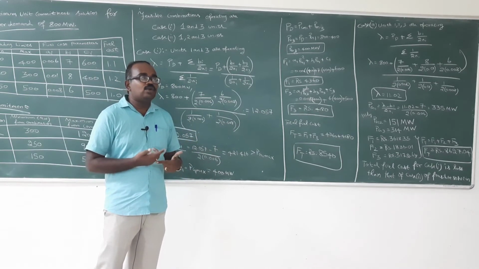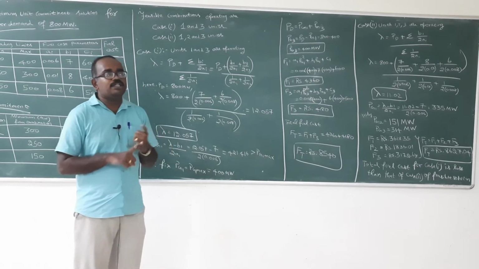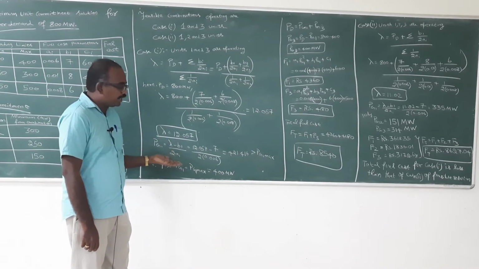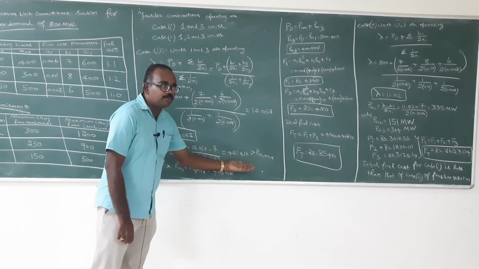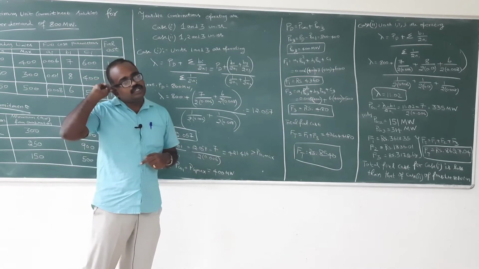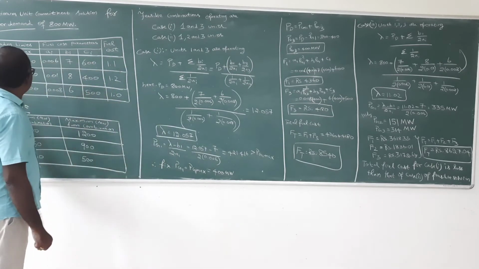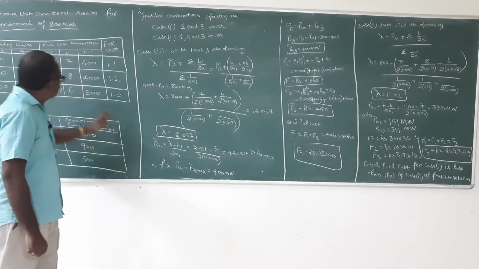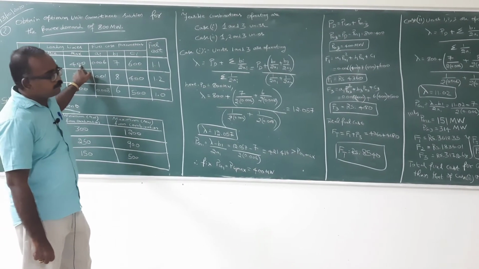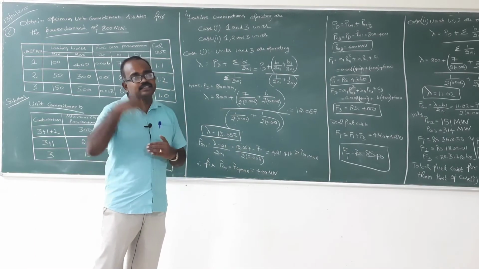Next step: after finding the lambda value, we have to find the PG values. Here we are going to calculate PG1 and PG3. PG1 we can calculate from lambda minus B1 divided by 2A1, so we are getting 421.416. Then we have to check the generator's maximum limit. Generator 1's maximum limit is 400, but the value here we are getting is 421.416, so it exceeds the limit.